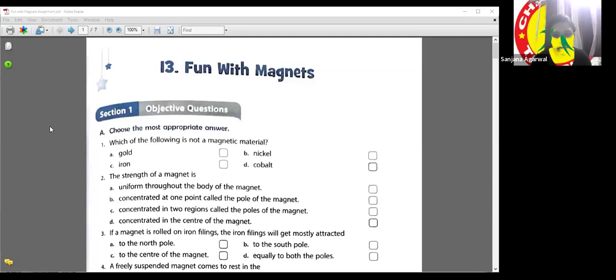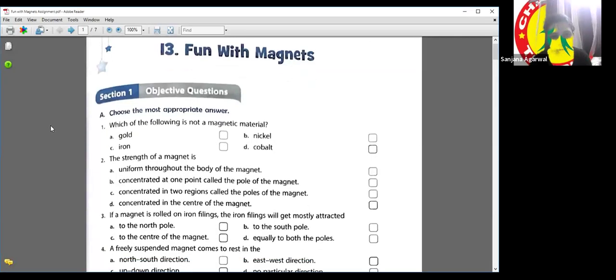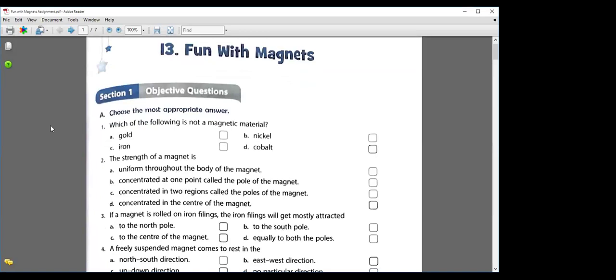Now start solving this. Tell me the first answer. Which of the following is not a magnetic material? Gold. Good. Correct. Second, strength of a magnet is concentrated in two regions called the poles of the magnet. Okay. Bhavesh, if it is concentrated in two regions, tell me where it is uniform, meaning it has the same value throughout.